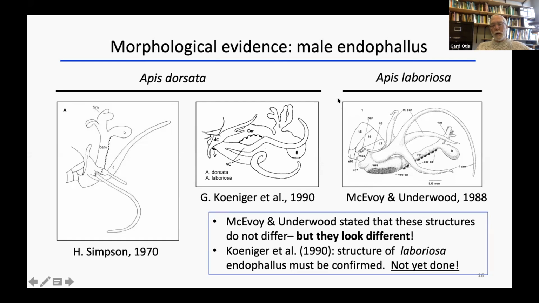This is what Underwood and his associate McEvoy depicted for Apis laboriosa. Now, they argued that this wasn't different from Dorsata, but nevertheless, if you look at the ventral cornua here, you can see this long segment at the base and the branch occurring distally, which looks very, very different from what I see over here in Dorsata. So right now it looks like it's different. They argued it wasn't different, and Gudrun Koeniger and associates argued that we really need to look at it again because it's not very conclusive. So those of you out there listening, if you have access to Laboriosa drones, here's a project.